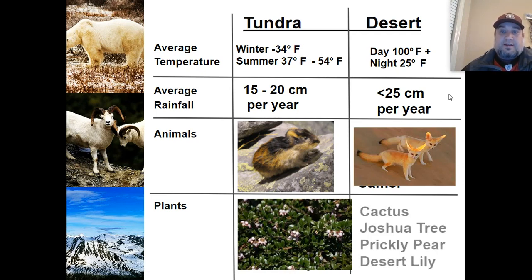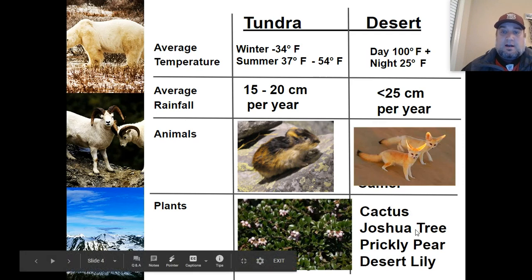In the desert, dealing with very little water, we have cactus, Joshua trees, which are very small trees with not a whole lot of leaves, prickly pear cactus, and the desert lily.